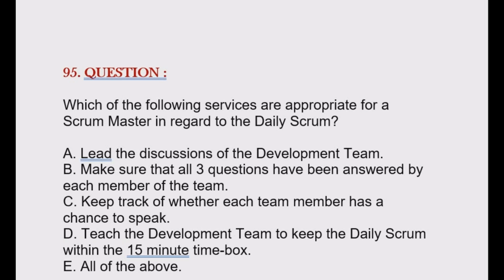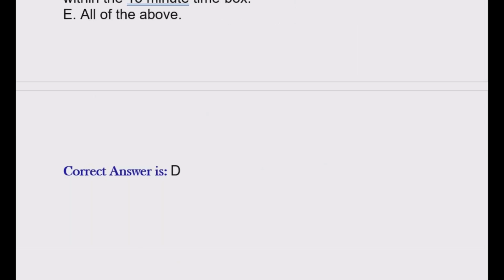Question is, which of the following services are appropriate for a Scrum Master in regard to the daily Scrum? Option A, lead the discussions of the development team. Option B, make sure that all three questions have been answered by each member of the team. Option C, keep track of whether each team member has a chance to speak. Option D, teach the development team to keep the daily Scrum within the 15-minute time box. Option E, all of the above. Correct answer is option D.